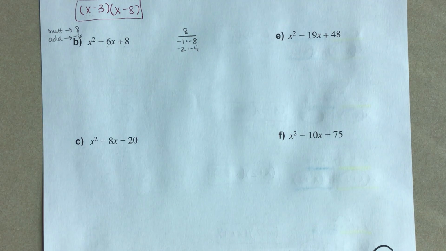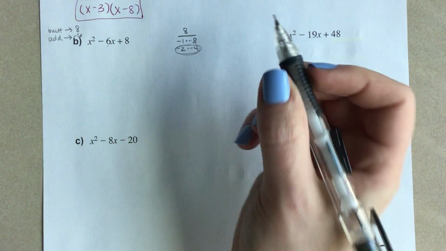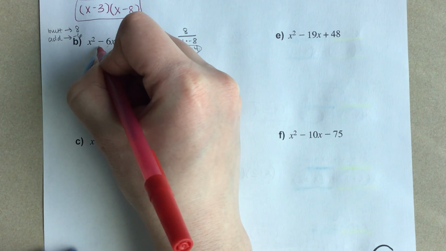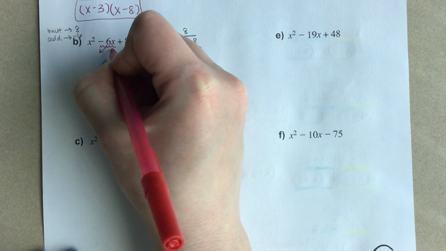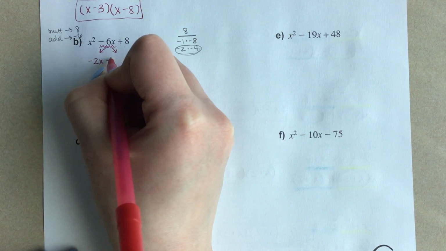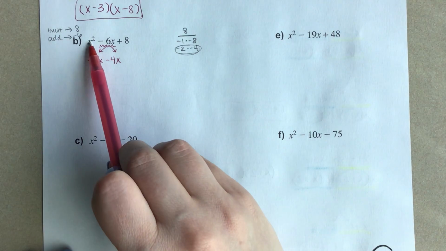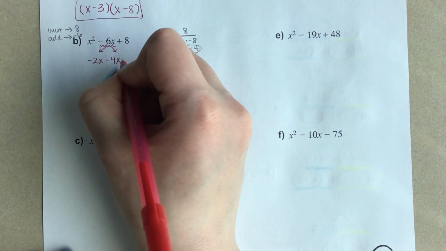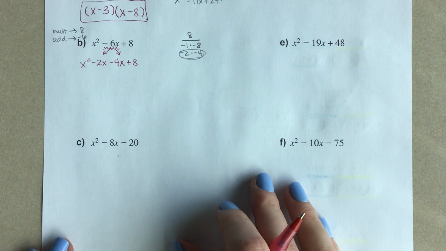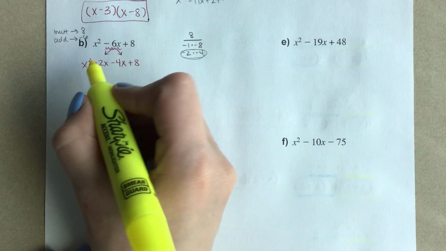So which pairing is going to add to negative 6? It's going to be this pairing right here. So I'm going to take that negative 2 and that negative 4, and I'm going to rewrite this middle term. That negative 6x is becoming negative 2x minus 4x. But I've still got some other things in that expression. I've got this x squared and that 8, so I need to carry those down as well. Now I'm doing my factoring by grouping once again.